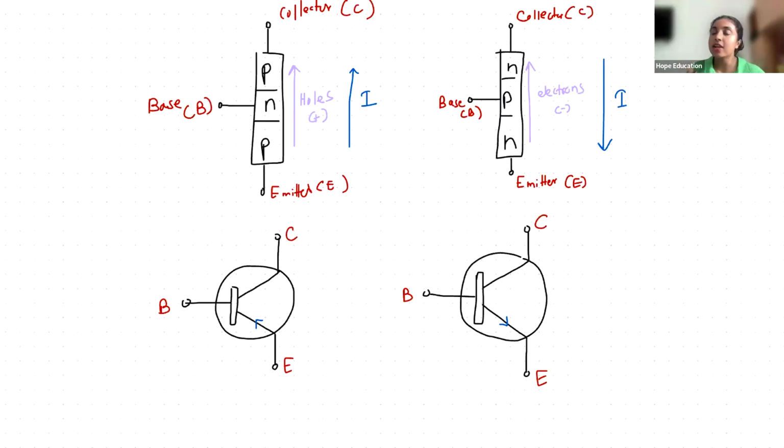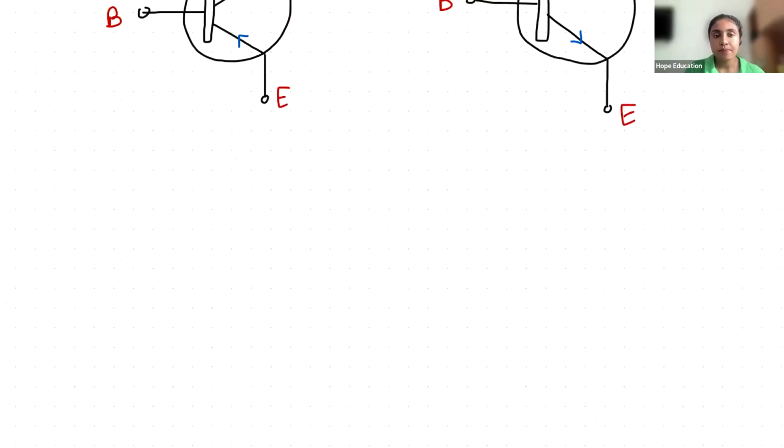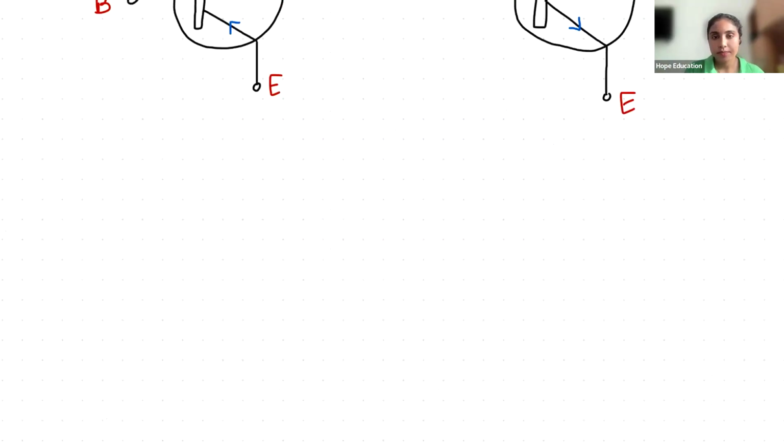The arrowhead is inverse. In NPN semiconductor, current moves from collector to emitter. The arrowhead is outwards, coming outwards of emitter. And the terminal with the arrowhead, we can always identify as the emitter. I think that's where we stop, no? Is that right?